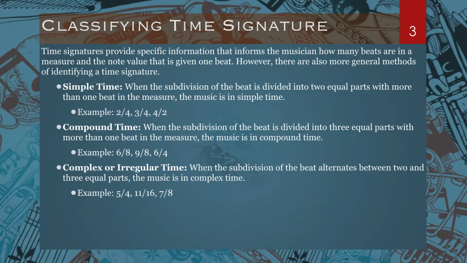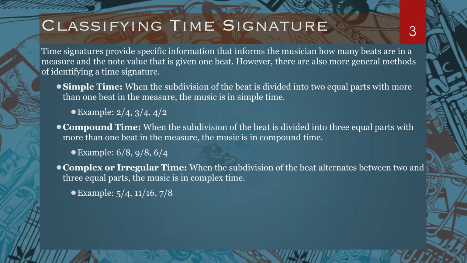If you have a simple time signature, then the subdivision of the beat is divided into two equal parts. So for example, if the division of the beat is a quarter note, then the subdivision of the beat would be two eighth notes in simple time. Since there are two eighth notes for every quarter note, we're generally going to refer to that type of time signature as simple time. Some examples of simple time are 2/4, 3/4, and 4/2.